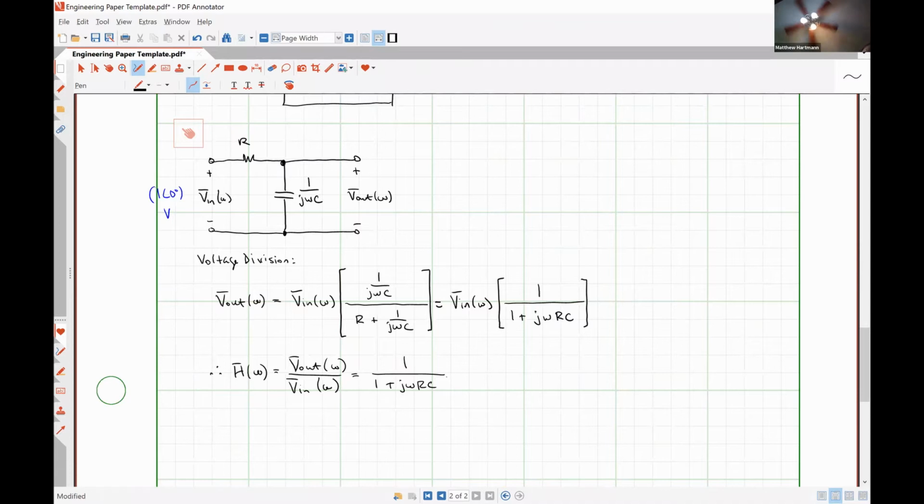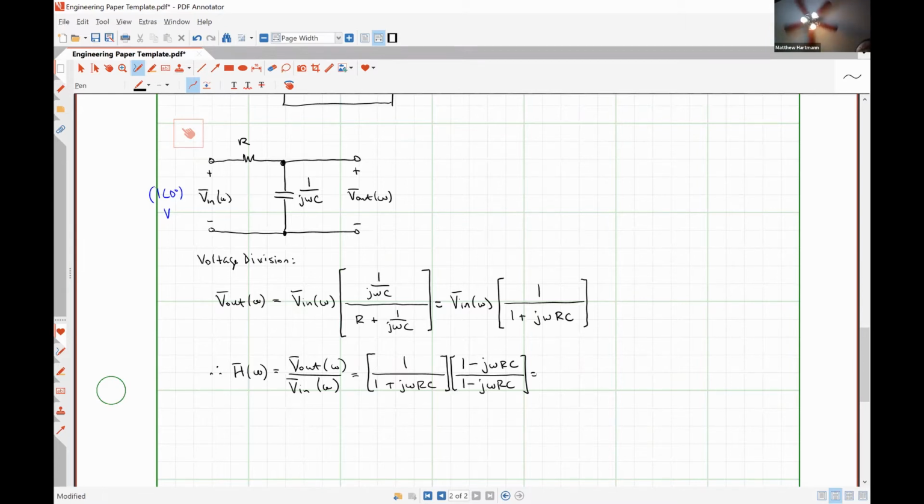So what I'm going to do now is I'm going to expand this a little bit more. I'm going to multiply by the conjugate of the denominator in both the numerator and the denominator, not the reciprocal, the conjugate: 1 minus j omega RC divided by 1 minus j omega RC. And what this is going to do is make my denominator purely real and make my numerator a rectangular complex number so that I can split things up.